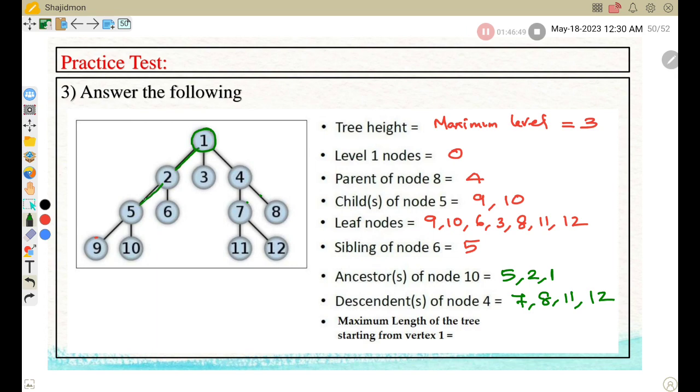This 1, 2, 3, correct? Maximum length, 3 is coming maximum. See here, this one. Maximum length of the tree starting from the root vertex, that means the vertex 1, you can see that is 3. 3 is the maximum. I hope you understood this question also, how to calculate the maximum length. Okay, now next one you can add here.